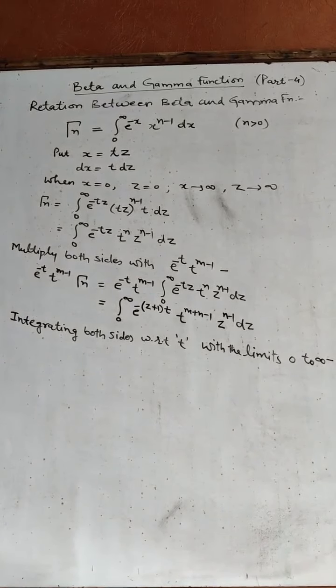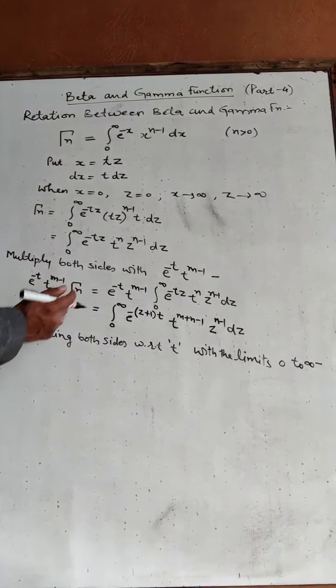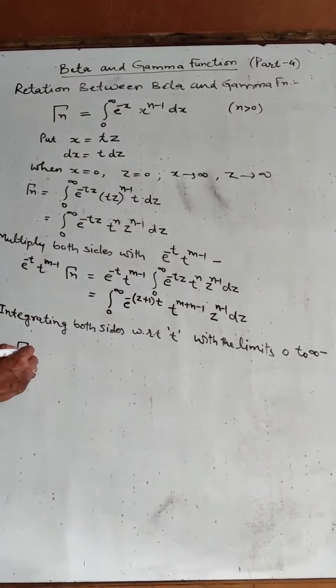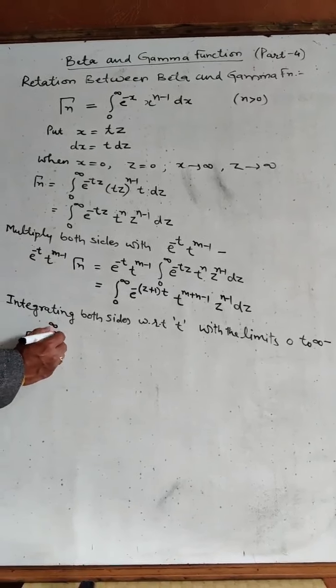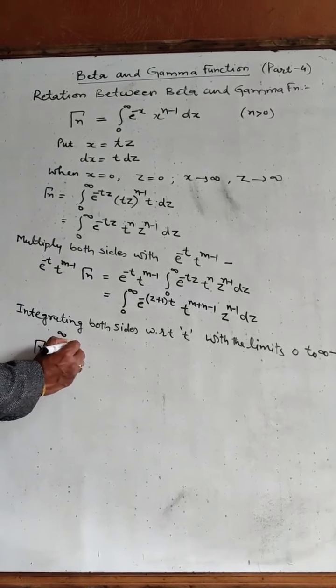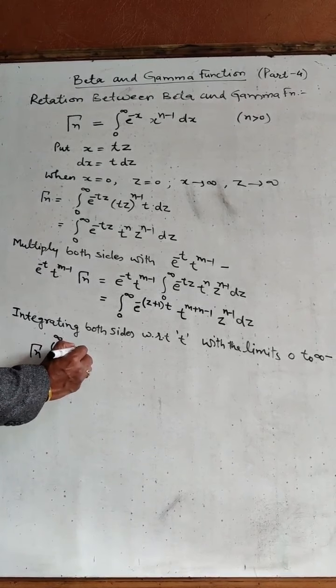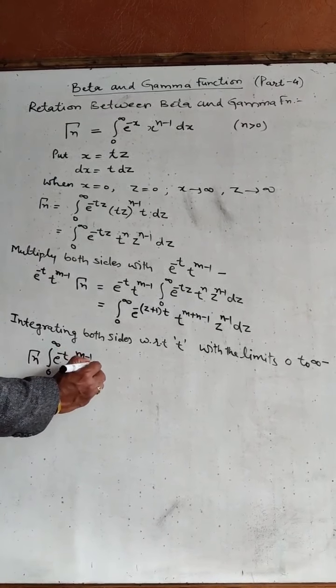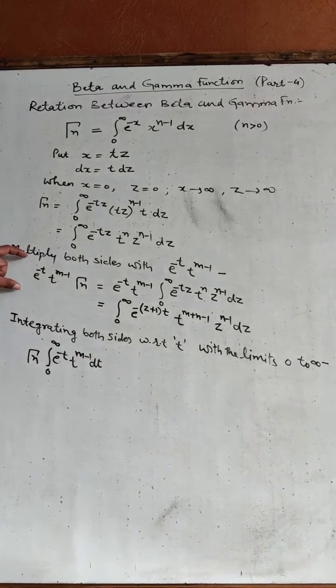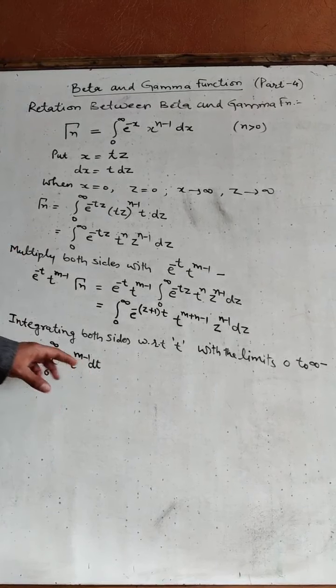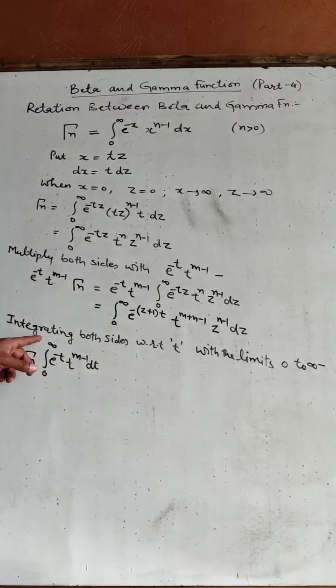Then we would integrate both sides. Here gamma n is constant. It would be integration 0 to infinity e raised to the power minus t, t raised to the power m minus 1, d of t. Again look, we are integrating with respect to t with the limits 0 to infinity.